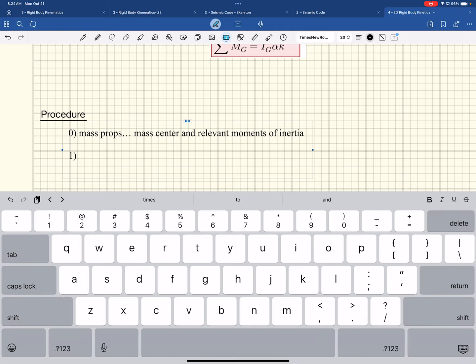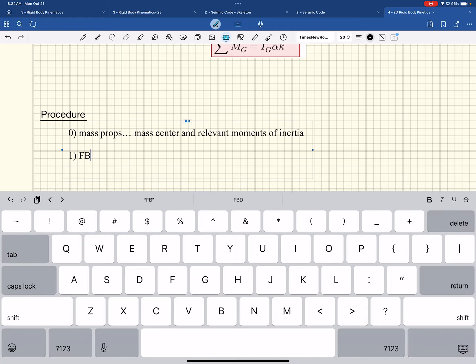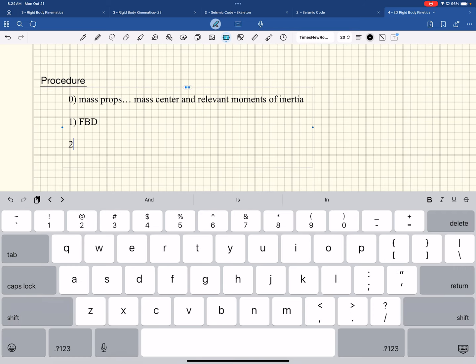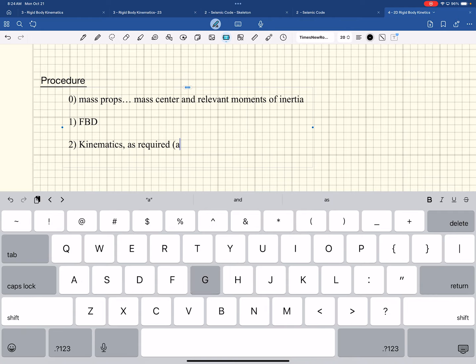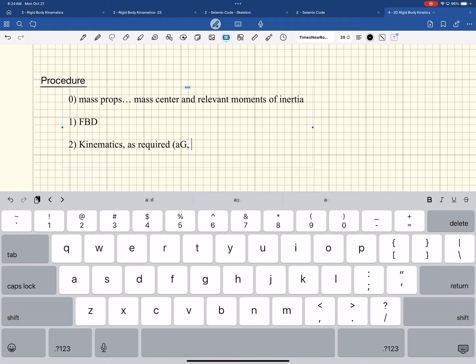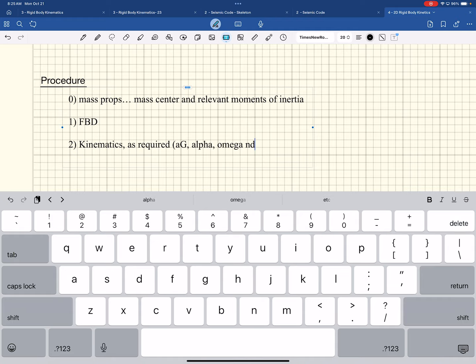Right. Free body diagram. Super important in these problems is that free body diagram. Same process for making free body diagrams as last time, it's just now more complicated because our object is no longer just a point. Then kinematics as required. I need to know what AG is. This is usually what I aim for. I need to find out what AG is, what alpha is, what omega is, and how they relate.